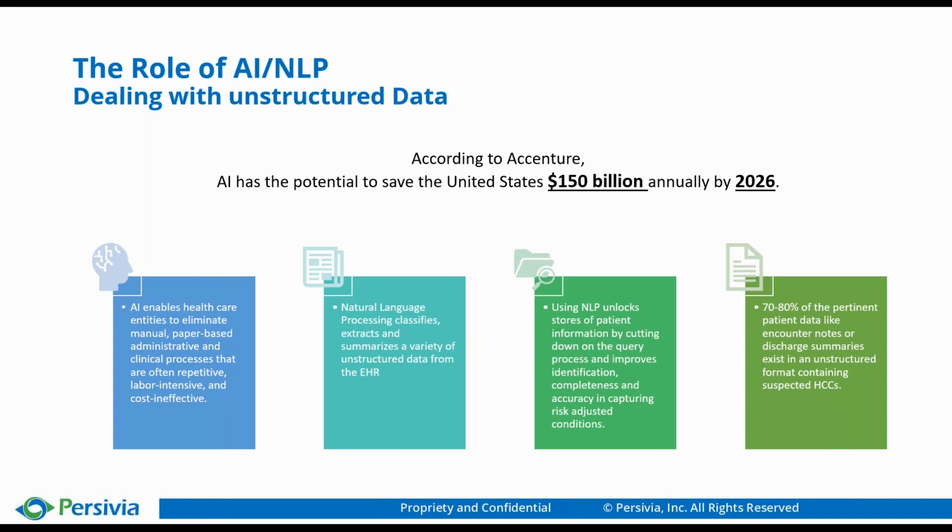Our NLP engine has been built in such a way that it will pick up ICD-10 code items like medication anywhere in the patient profile. For example, in diagnosis, assessment, active problems, labs, or even medication section. The more conditions it captures, the greater will be the RAF score. More than 17% of the patient data like encounter notes or discharge summaries existed in an unstructured format containing suspected HCCs.